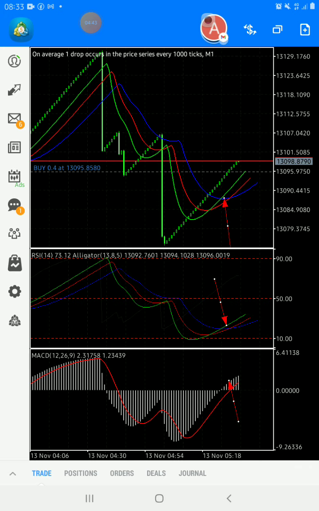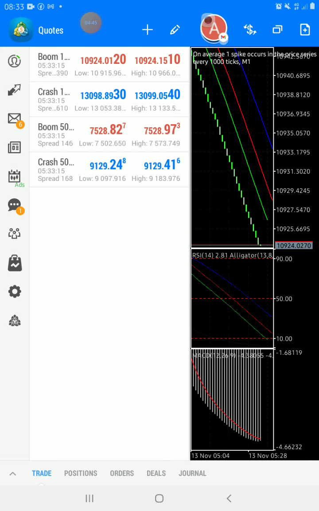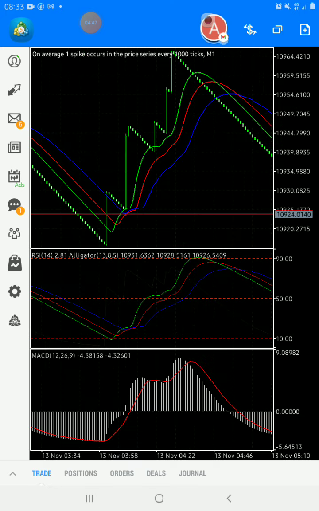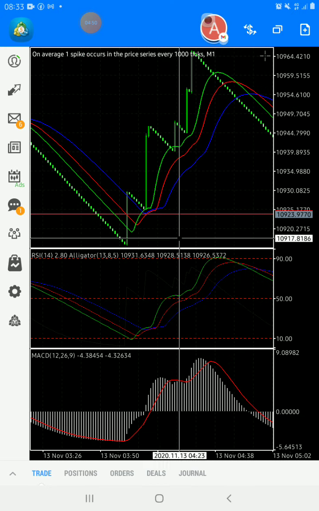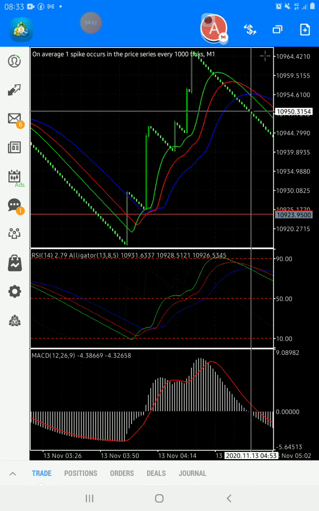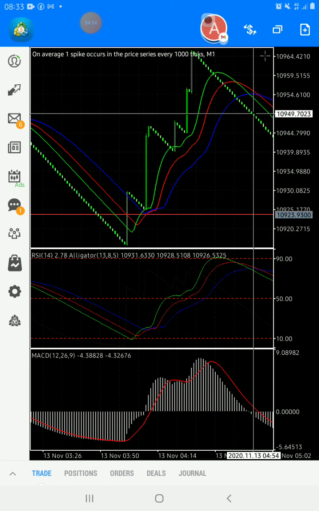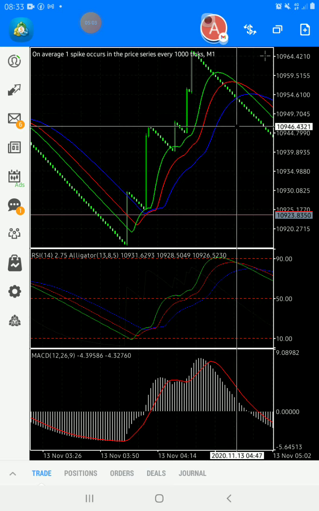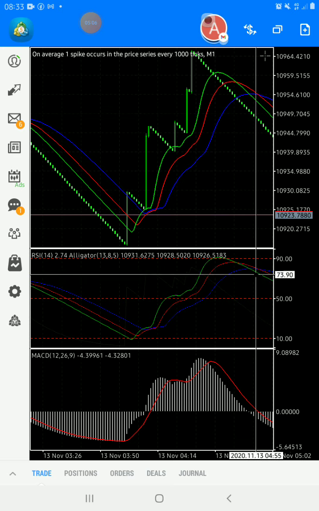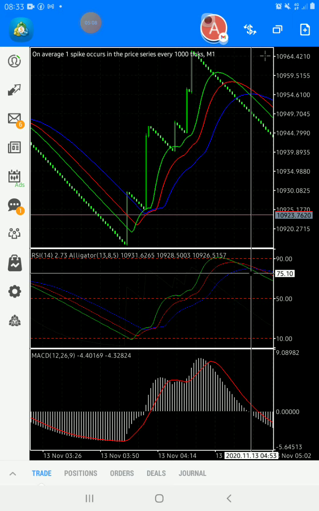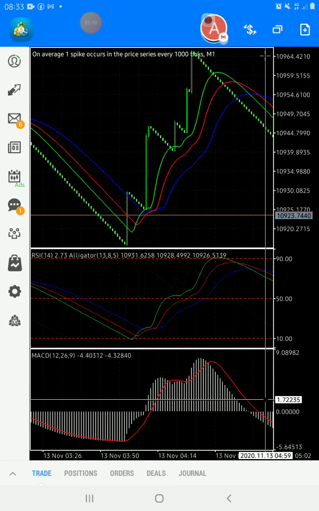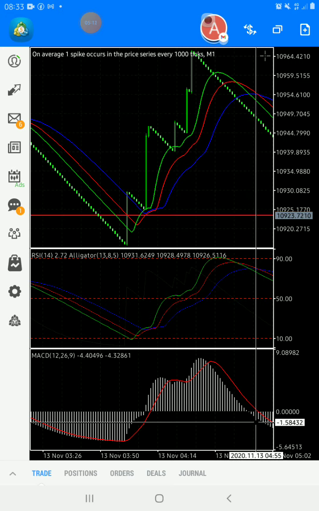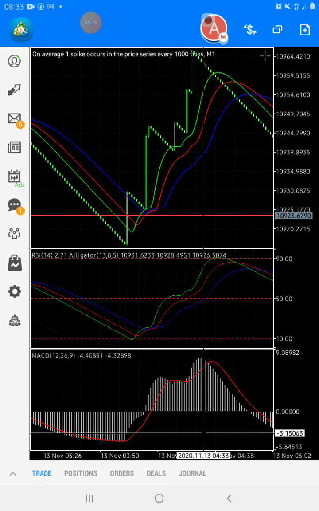So let's check with Boom 1000. You see, this is what I'm talking about. In Boom 1000, the opposite, crossover up here. In the alligator, green crosses blue. When green has crossed over the other moving averages on the alligator, you take your sell up there. You can see here it is also crossing from the overbought region, and then the MACD has changed direction, so you could take your trade right there.